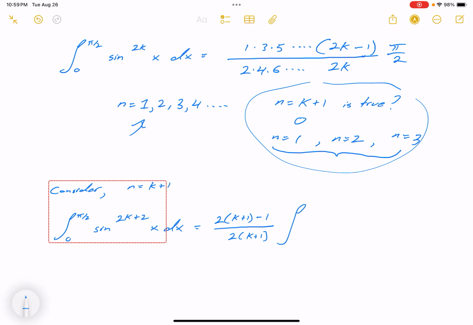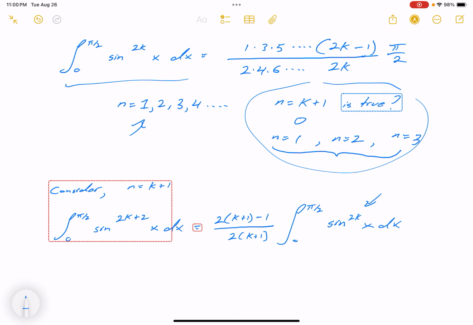Multiply this to your assumption to see if we get equivalent statements. So this is our original assumption, the integral from 0 to pi over 2 of sine 2k x dx. So multiply that to your original assumption.